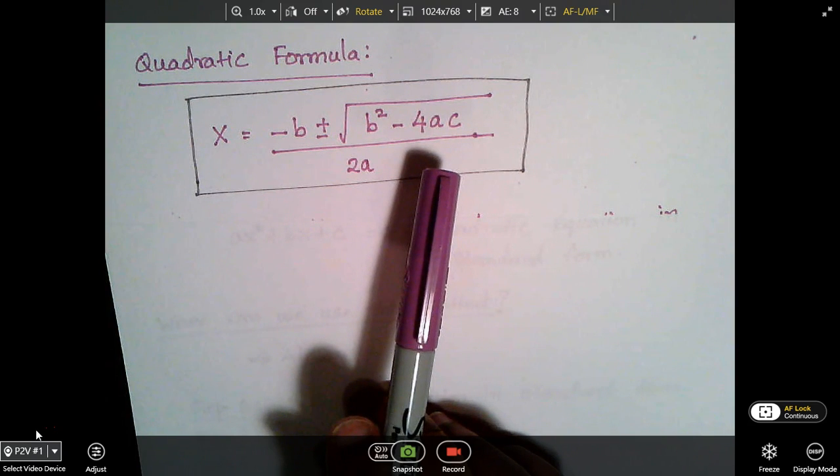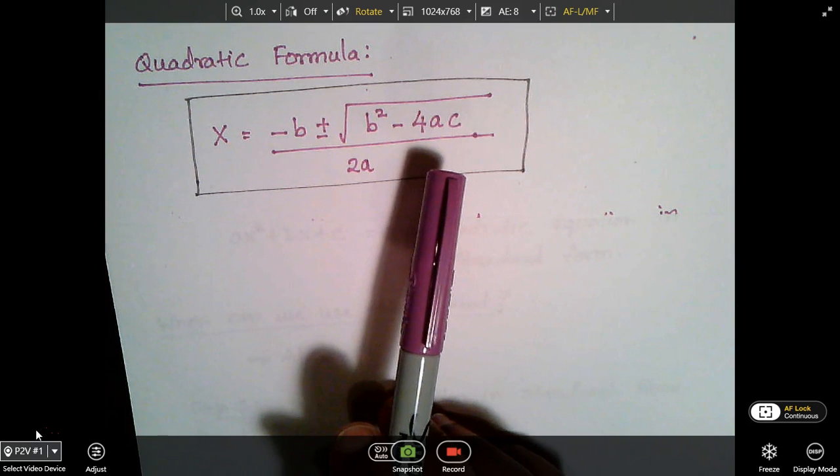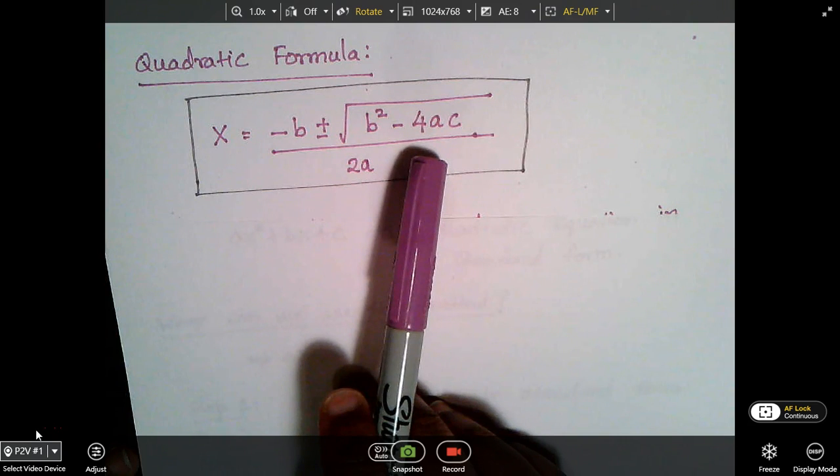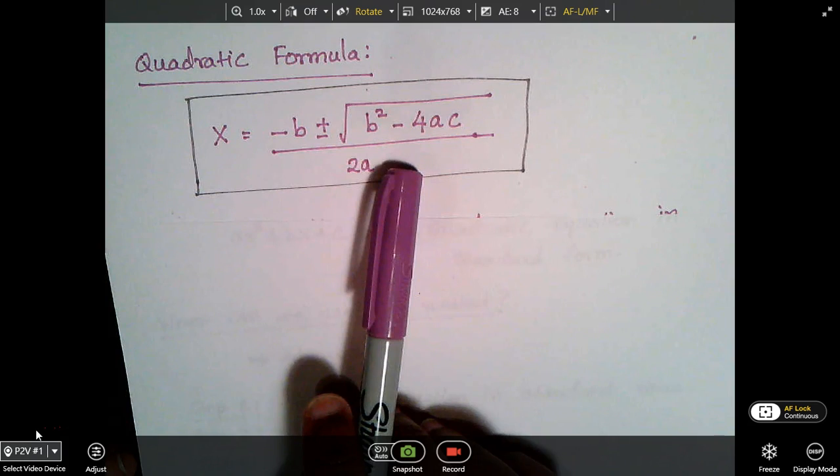It's a very important one, and you will be using it even in algebra too, and also in geometry, I think. So it will be very useful if you guys know this formula by heart. There are a lot of songs. You can use those songs to help you memorize this formula.